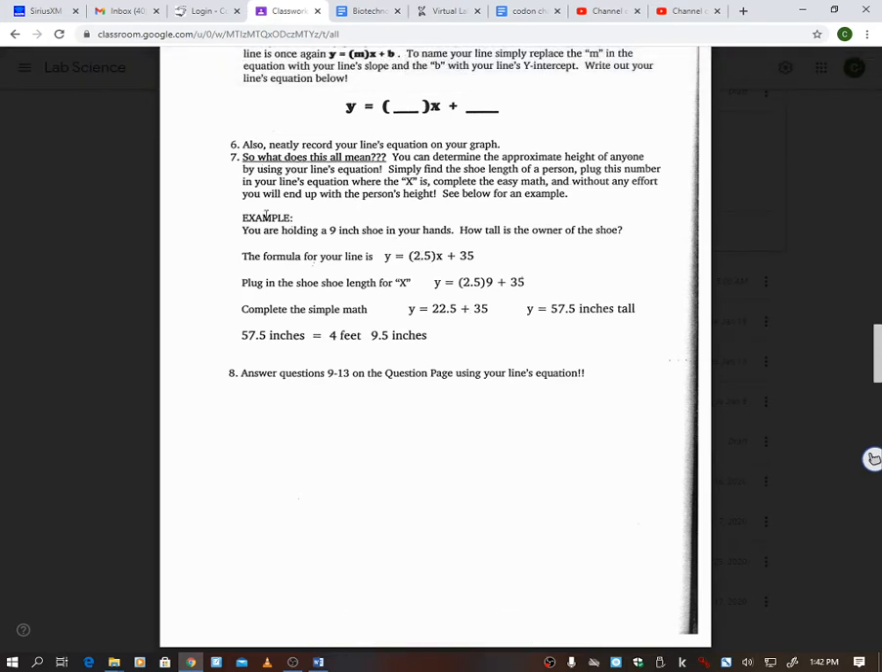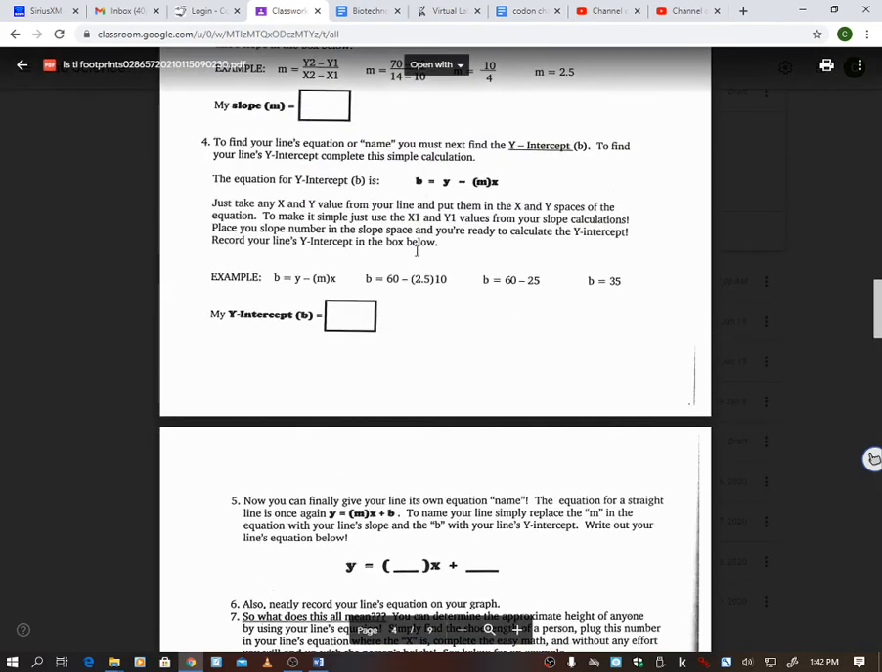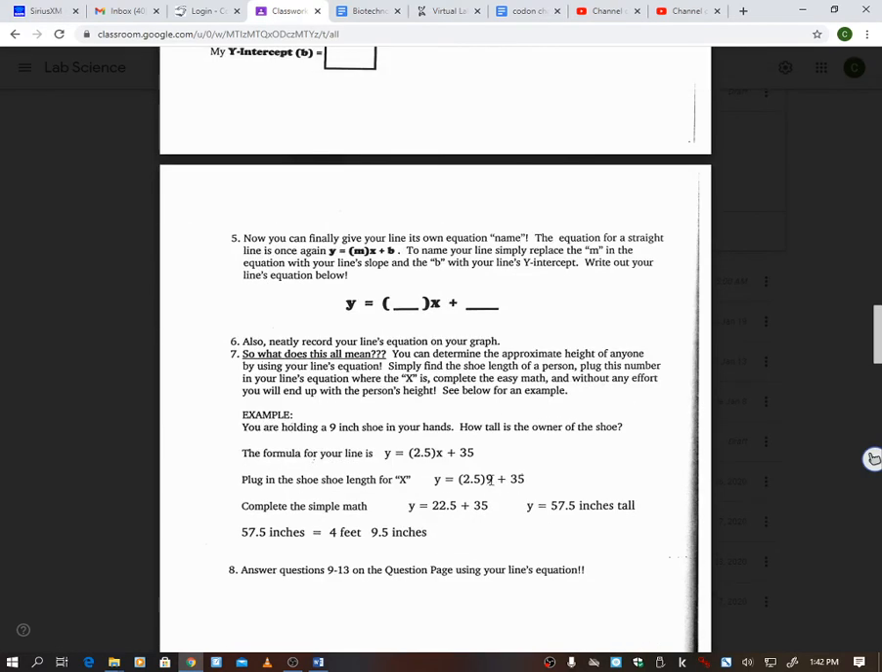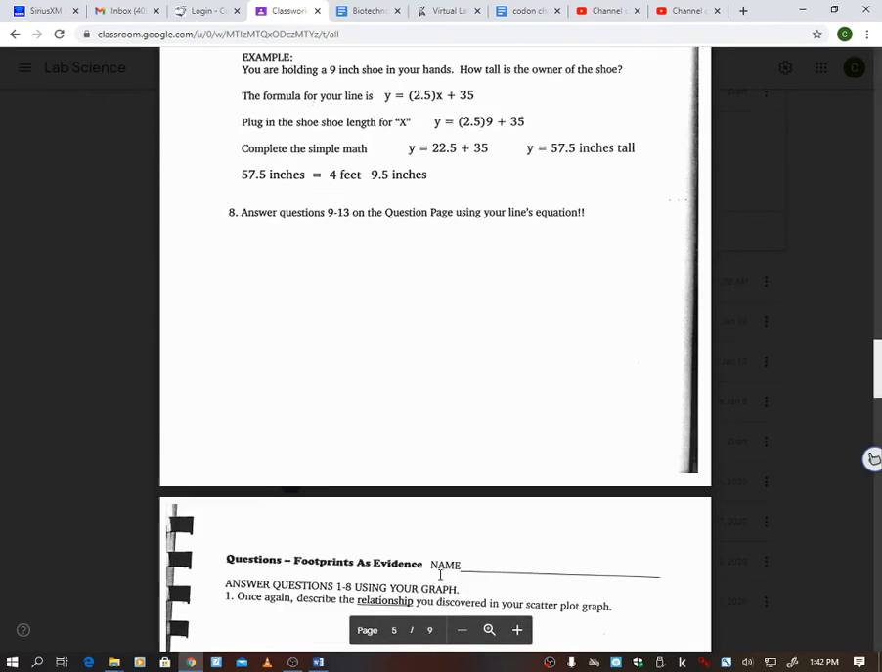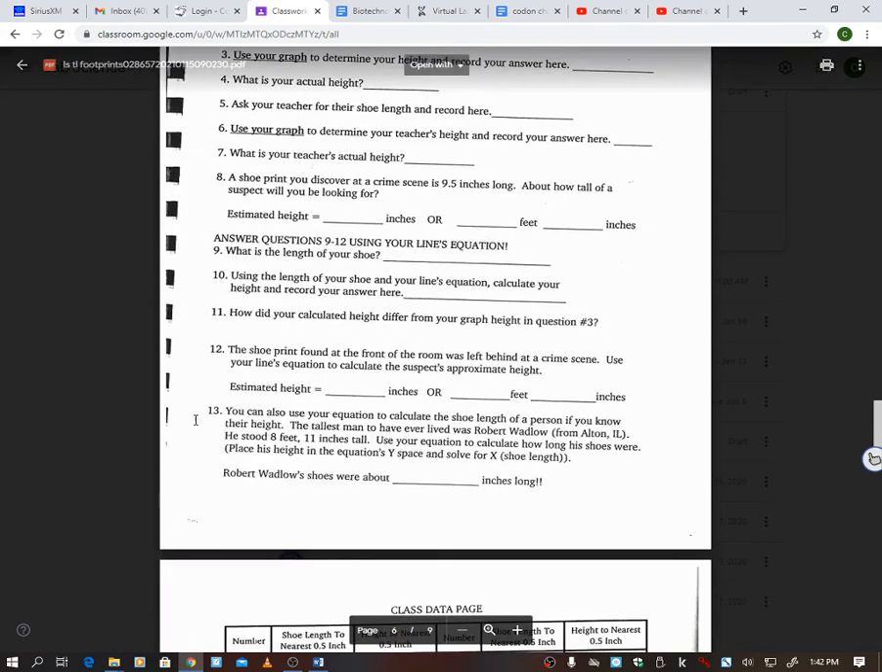So, for example, you're holding 9-inch shoes in your hand. How tall is the owner of these shoes? So maybe your answer was 2.5. They're using just what they randomly got. But you're going to walk through. So now questions 9 through 13, this right here, you're using your line's equation.